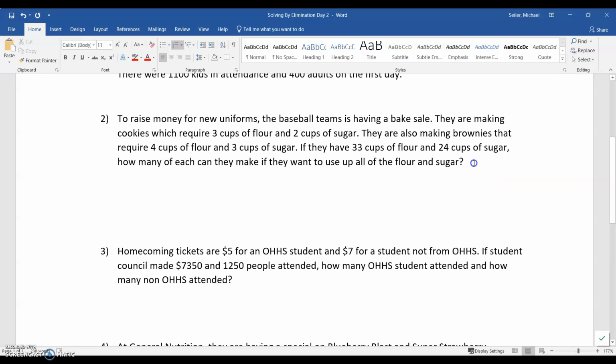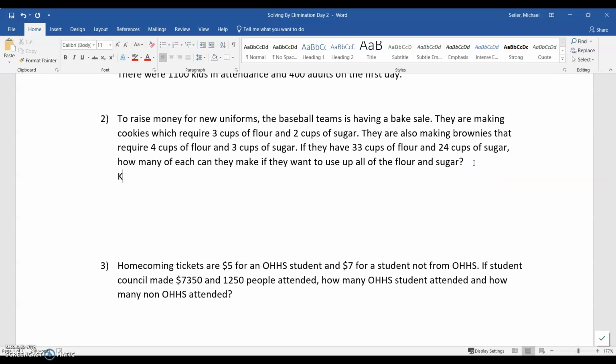Again, just like what we talked about from the previous problem, the big thing here is to keep the units together. And in this case, our units are our ingredients. So if we take a look here, I can see that I've got 3 cups of flour, 2 cups of sugar. Well, flour and sugar are different. 4 cups of flour, 3 cups of sugar. I'm going to ignore that for now. And 33 cups of flour total. So my first equation is just going to be flour, flour, and flour. That's what we mean when we say keep our units together.